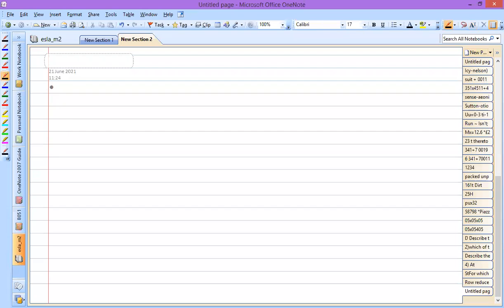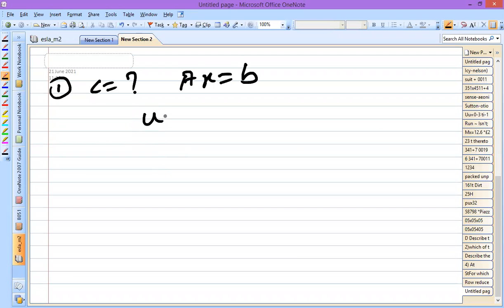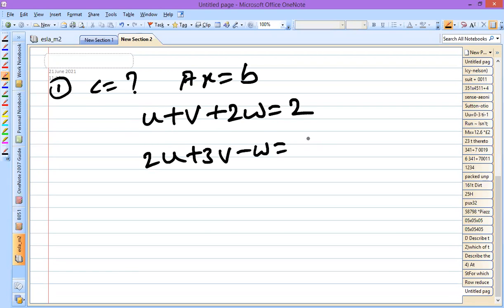Take down the first problem. Find the value of C that makes it possible to solve the equation AX is equal to B, for the equations: U plus V plus 2W is equal to 2, 2U plus 3V minus W is equal to 5, 3U plus 4V plus W is equal to C.